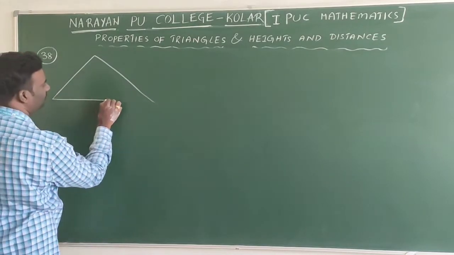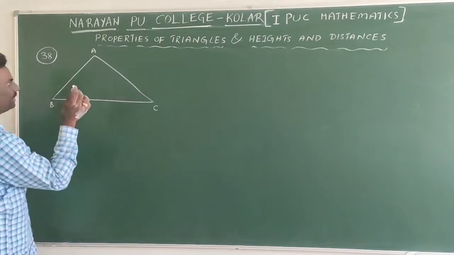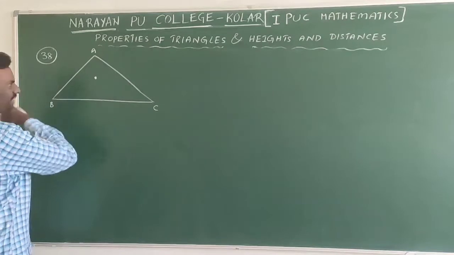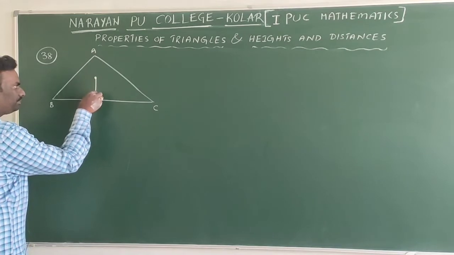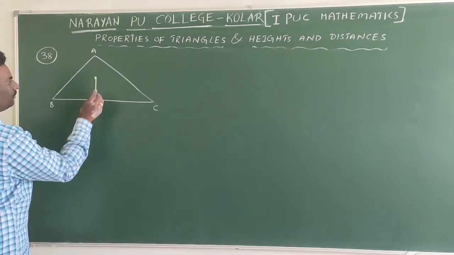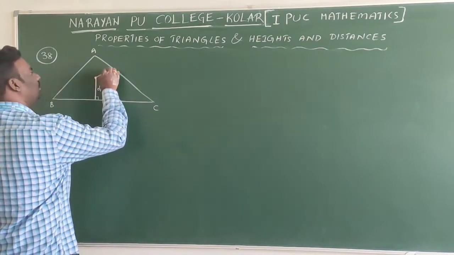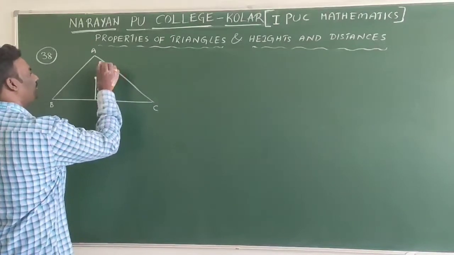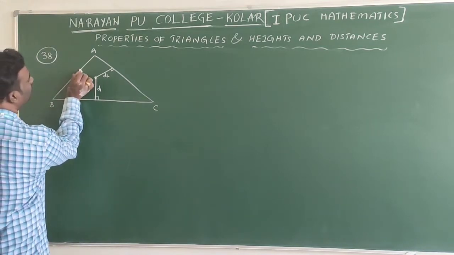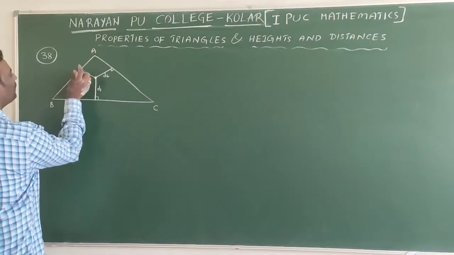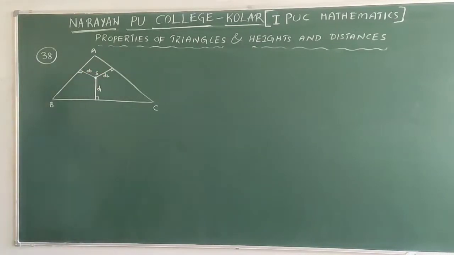We take a triangle ABC. This is the circumcenter S. From S, you draw a perpendicular. This perpendicular is D1. You draw one more perpendicular. This is D2. You draw one more perpendicular. That is D3. This is the circumcenter S.